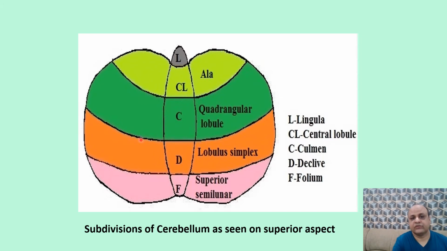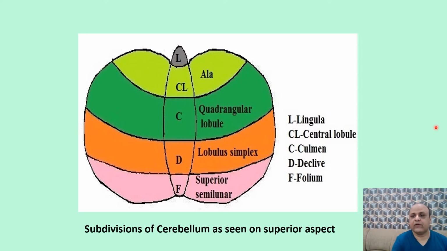So these are the two cerebellar hemispheres. This is the vermis. LCCDF represent the different parts of the vermis. These are the different parts of the cerebellar lobes on each side. And of course, since we are seeing the cerebellum from the superior aspect here, there is continuity between the cerebellar hemispheres and the vermis, and there is no vallecula here.